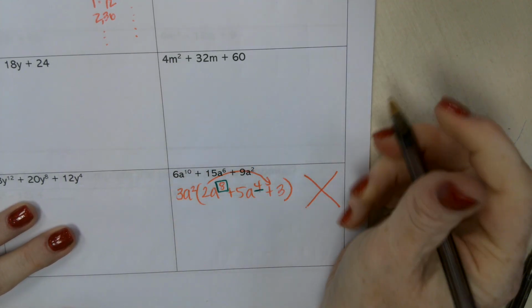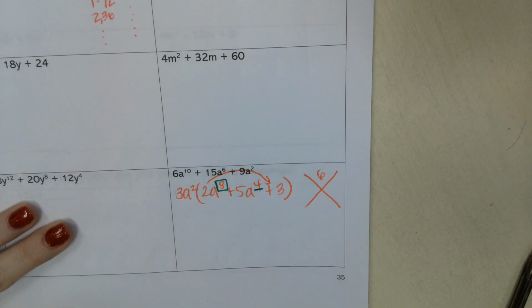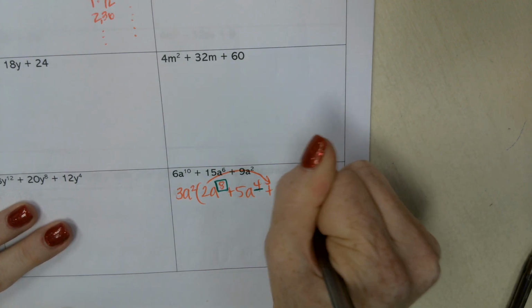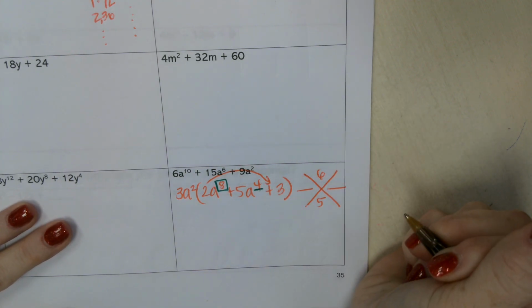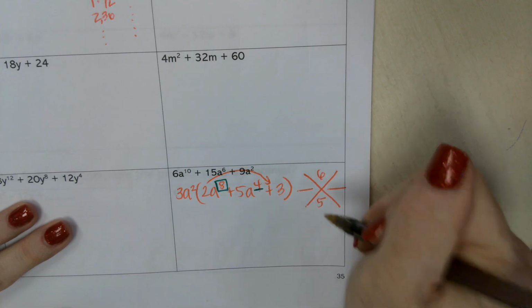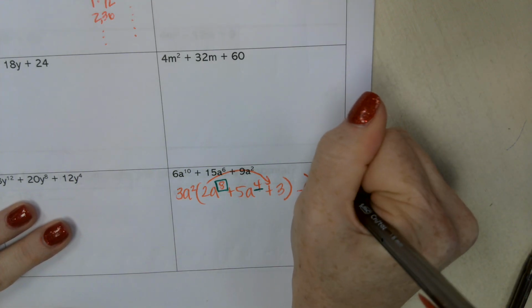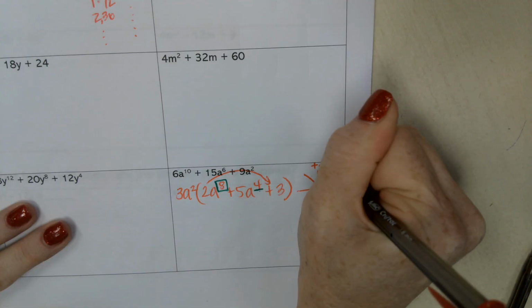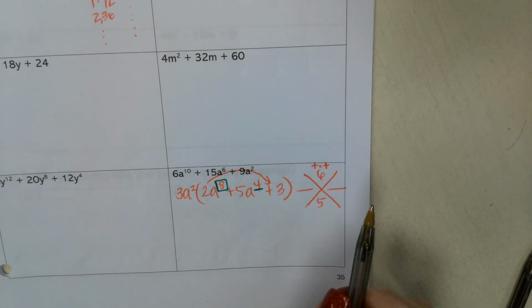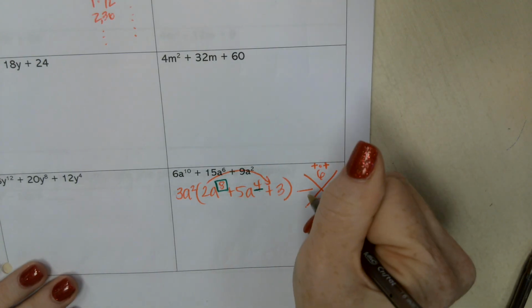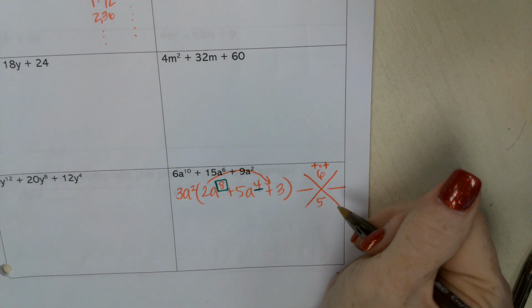I'm going to do 2 times 3, which is 6. And you need those factors to add up to give you 5. Now, it has to multiply to give you a positive 6, and it has to add to give you a positive 5. So both of your numbers have to be positive. 6 and 1 will add to give you 7.